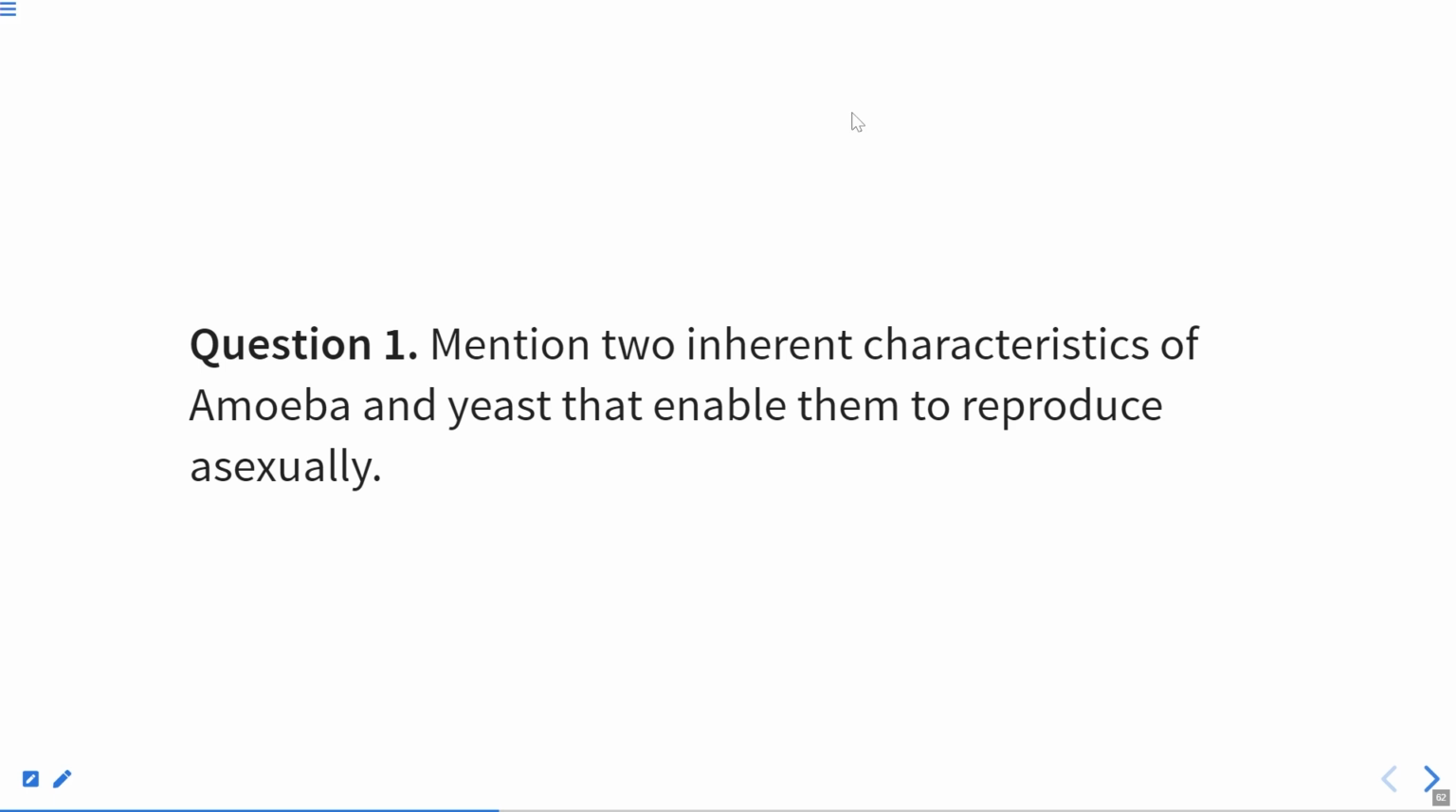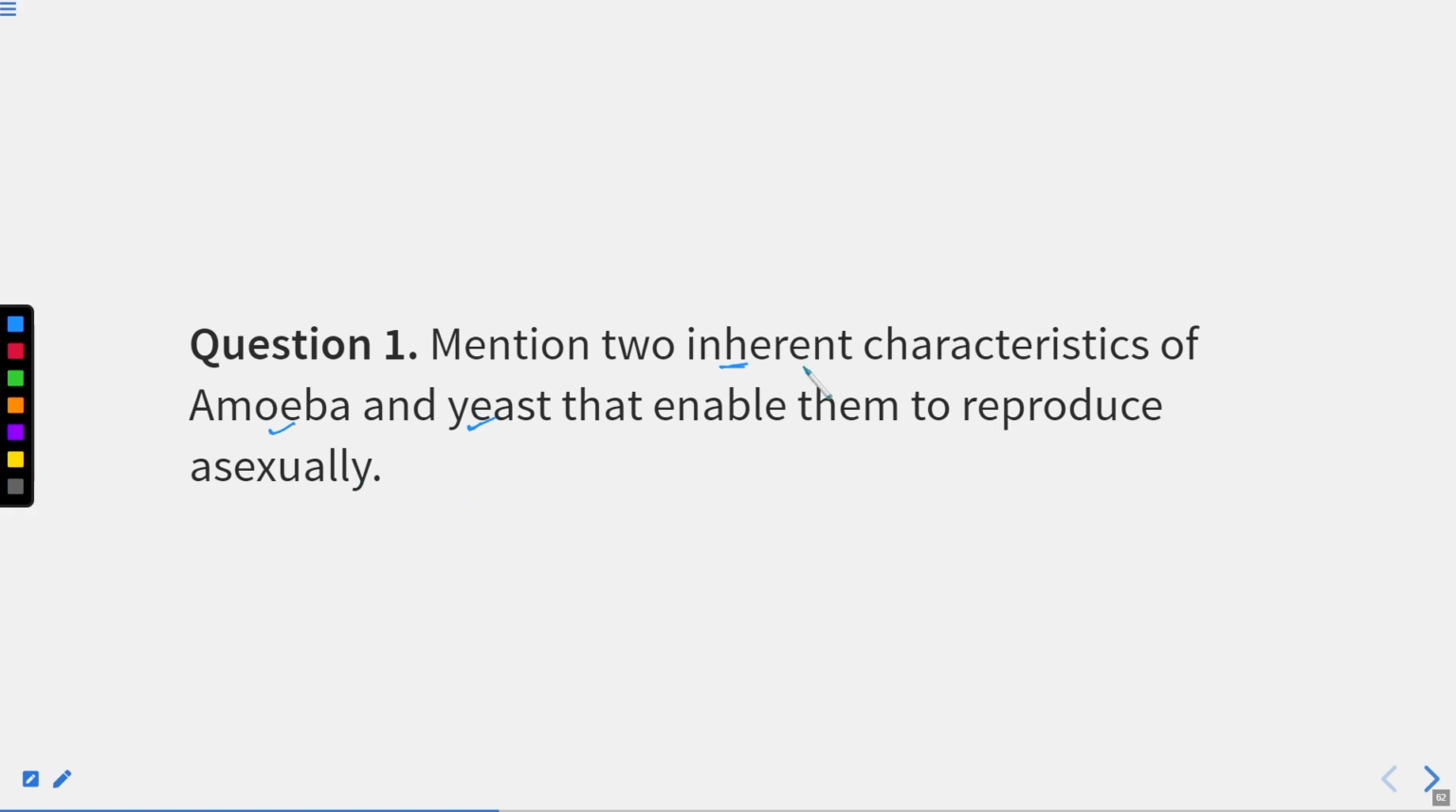Question number 1 is, mention two inherent characteristics of amoeba and yeast that enable them to reproduce asexually. Amoeba and yeast are all microscopic organisms. Amoeba is unicellular. Yeast is a eukaryote. It belongs to kingdom fungi. So here you have to mention the characteristics of amoeba and yeast that enable them to reproduce asexually.